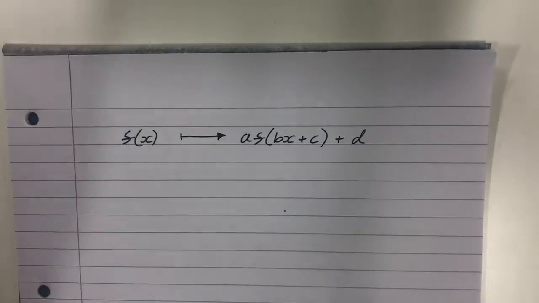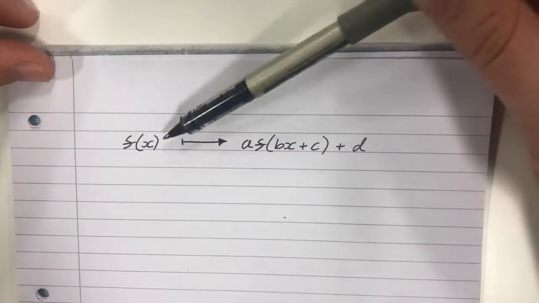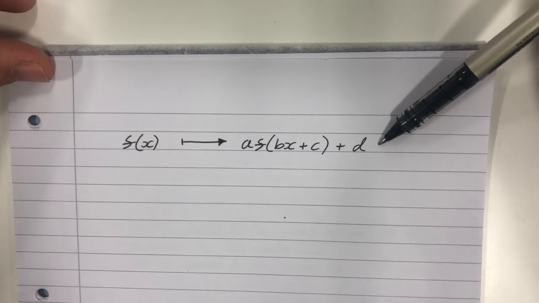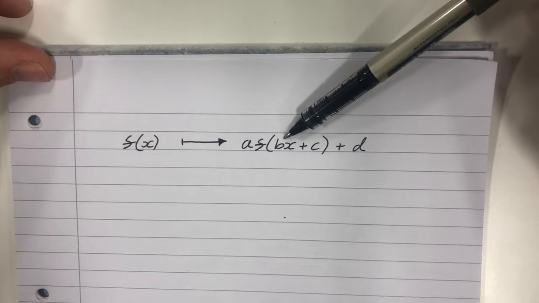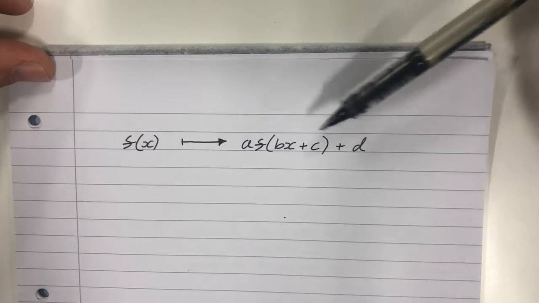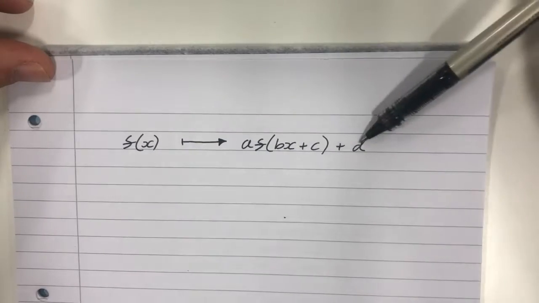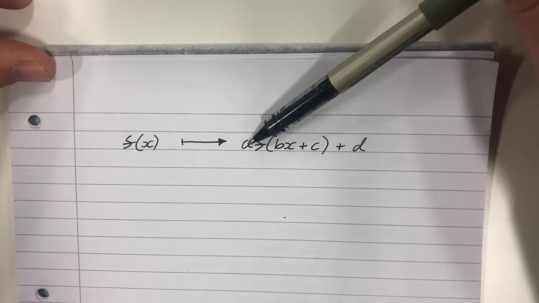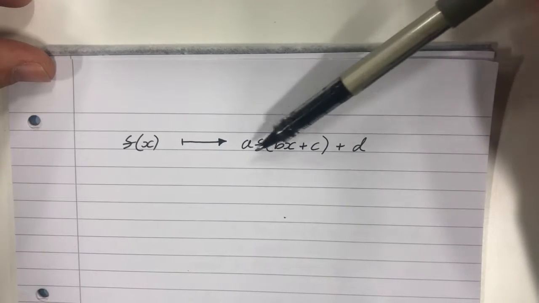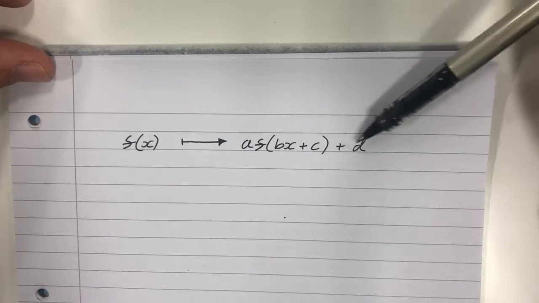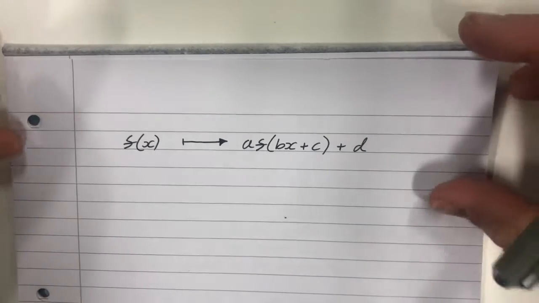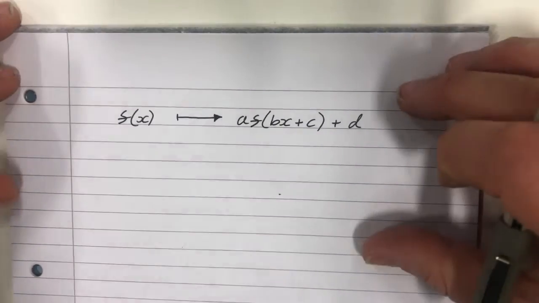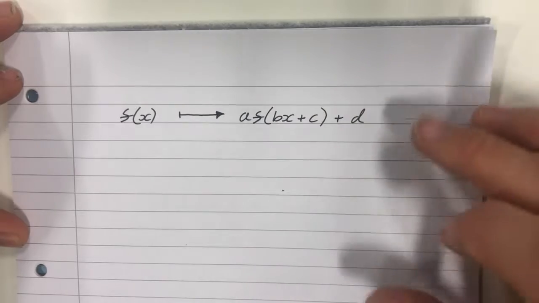So this is the general transformation. f of x maps to a times f of bx plus c, plus d. So this has got a stretch in the x, a stretch in the y, a translation in the x, and a translation in the y. So they're all amalgamated into one massive transformation. Now sometimes you might have an a and b that is a 1, so there's no stretch transformation, or you may have a c and d that's a 0, so there's no translation transformation. But this just covers the general case.